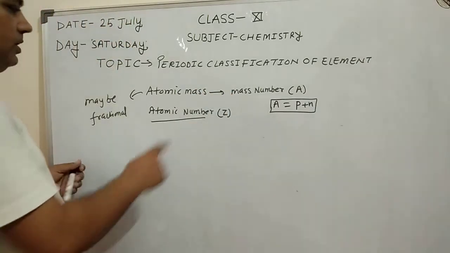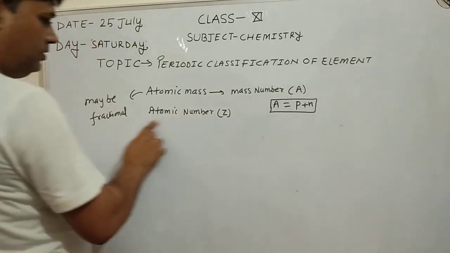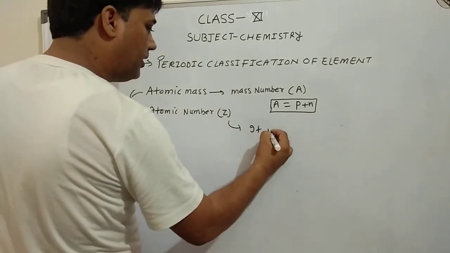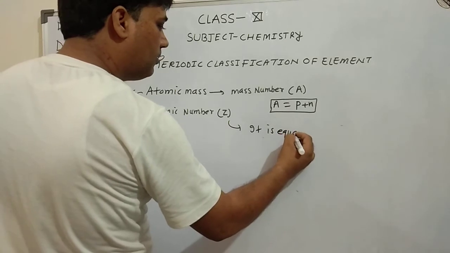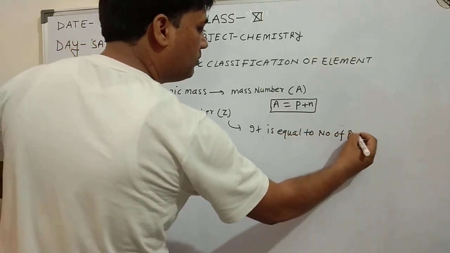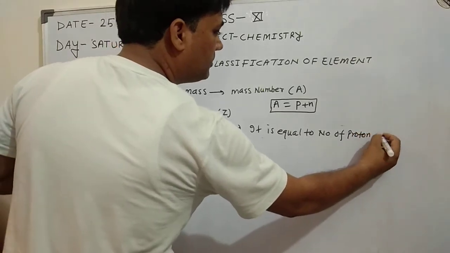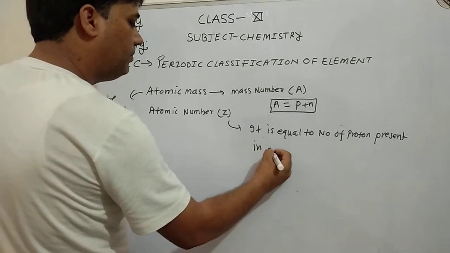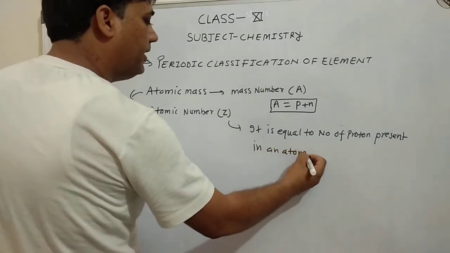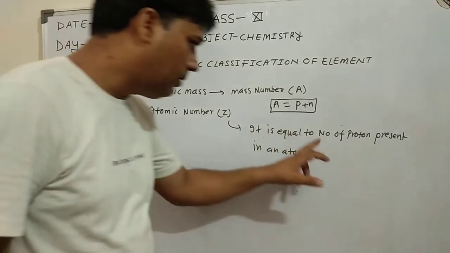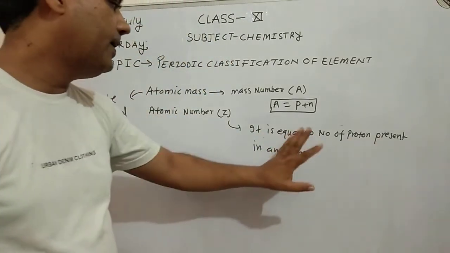Then what is atomic number? It is equal to the number of protons present in an atom. So atomic number is a fixed number. It is equal to the number of protons present in an atom.